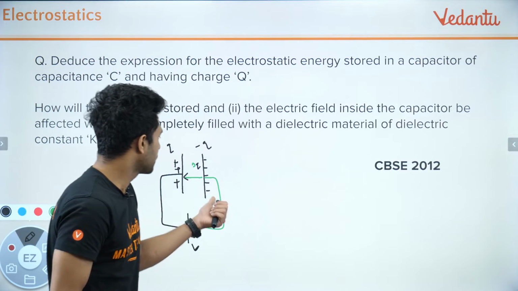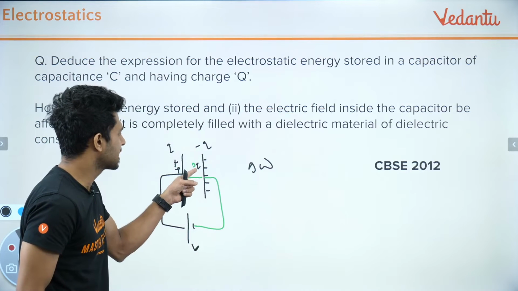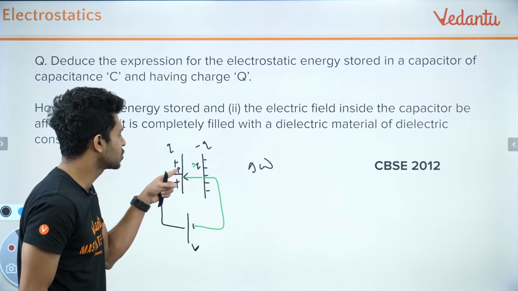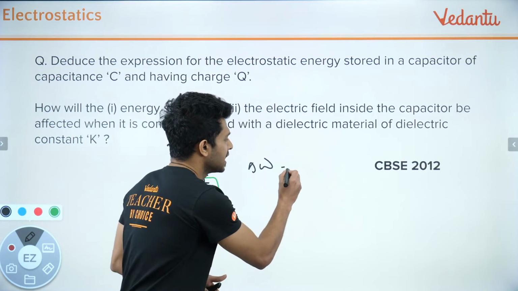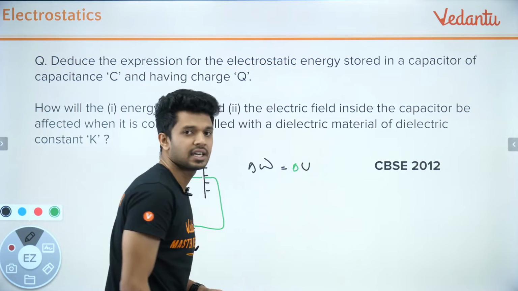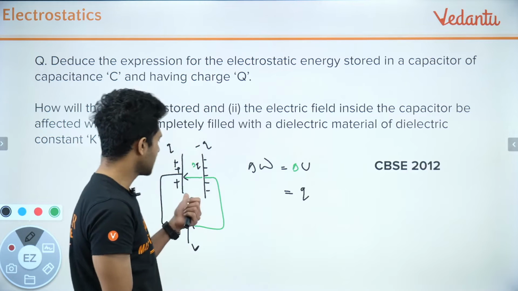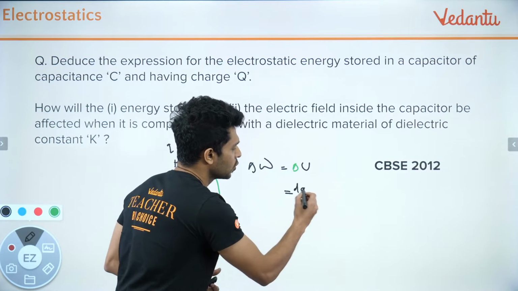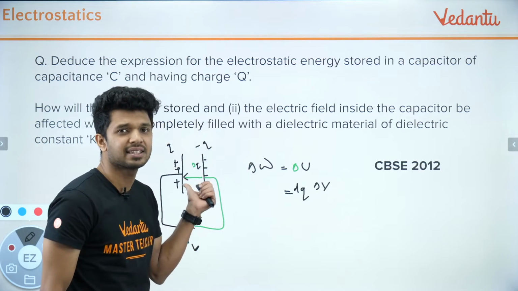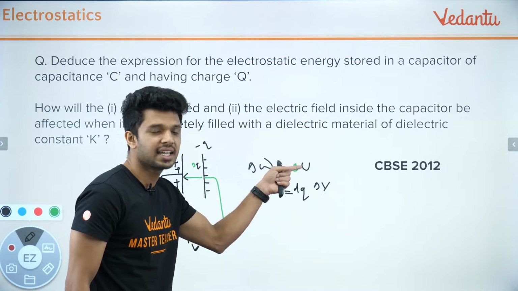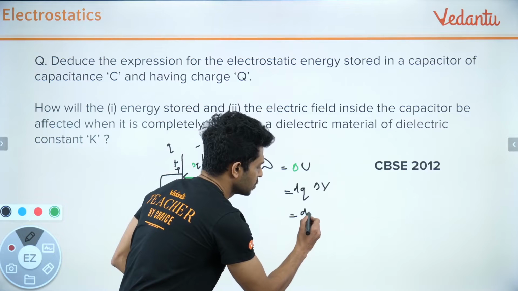Now for this particular purpose, how much work do I have to do? For moving this particular charge of delta Q from the negative plate to the positive plate, how much work do I have to do? Work done is equal to change in potential energy. Change in potential energy is equal to charge, here delta Q, into delta V, which means the potential difference between the capacitor plates. I hope you know this. Potential energy is equal to charge into potential, right? So that is equal to dQ times V.